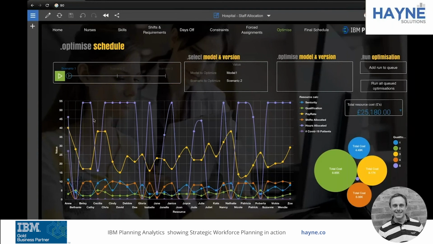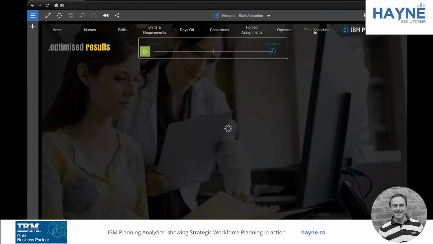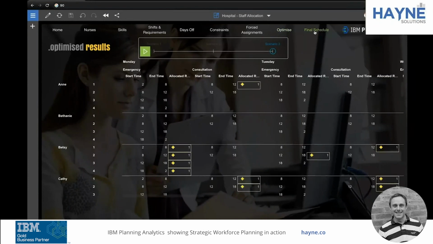We also have various other information pertinent to this particular scenario. On the right-hand side, we have a bubble chart showing cost by different qualifications and the total overall resource cost. And finally, this is then the workforce plan to show the shifts that the nurses are going to work.